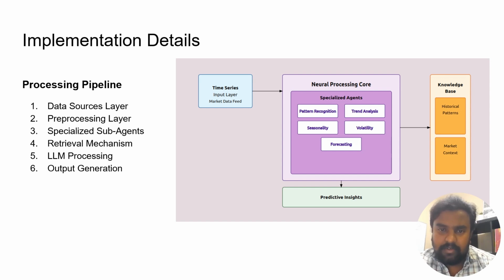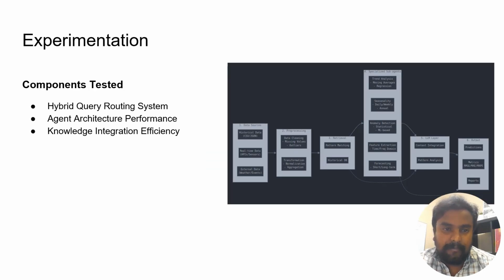And as in the picture, you can also see the time series analysis, the input layer for the data feeds. For the neural processing, we are going with, as I explained before, specialized agents, and how they work with pattern recognition, trend analysis, seasonality, volatility, and forecasting. This all predicts. And then we go with the knowledge base, which is like historical patterns and market context. Altogether, we use this to get a perfect output which can be used for further analysis.